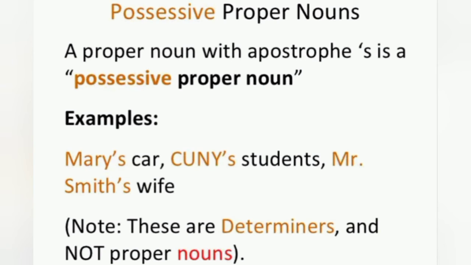Now possessive proper nouns. A proper noun with apostrophe s is a possessive proper noun. For example, Mary's car, Connie's students, Mr. Smith's wife. Note, these are determiners and not proper nouns. These are determiners, not proper nouns.